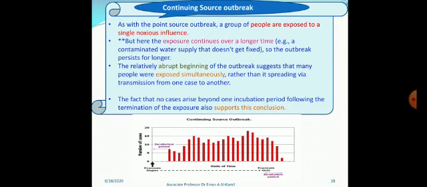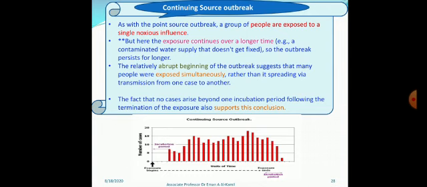So in this type of epidemic curve, as with the point source outbreak, a group of people are exposed to a single noxious influence, but here the exposure continues for a longer duration. For example, contaminated water. If the contaminated water continues to be drunk for a long period of time, this will result in a longer period of exposure. The relatively abrupt beginning of the outbreak suggests that many people were exposed simultaneously rather than it spreading via transmission from one case to another.